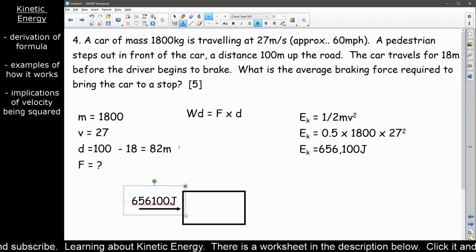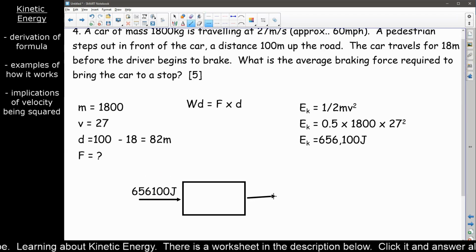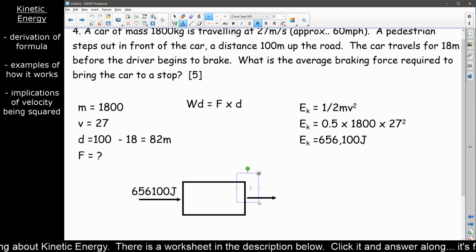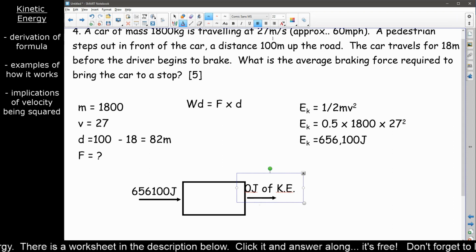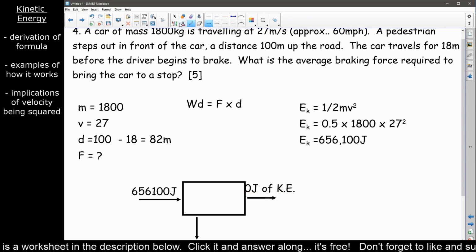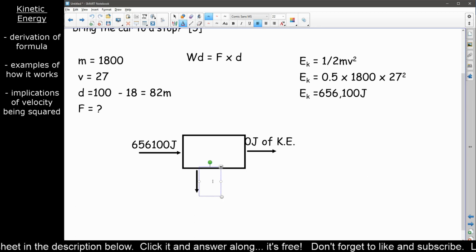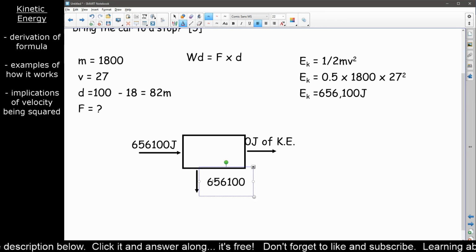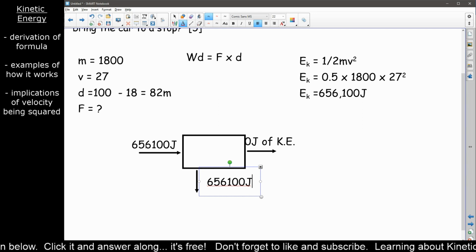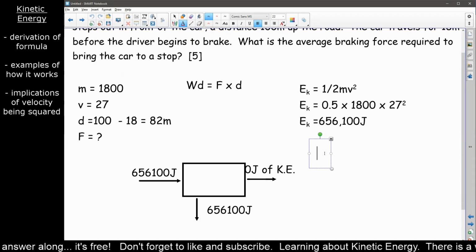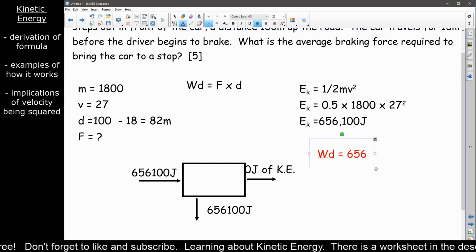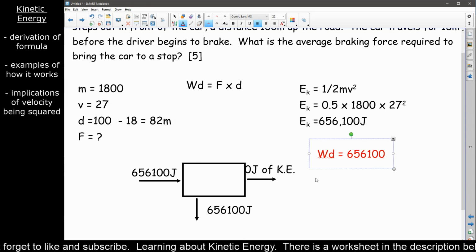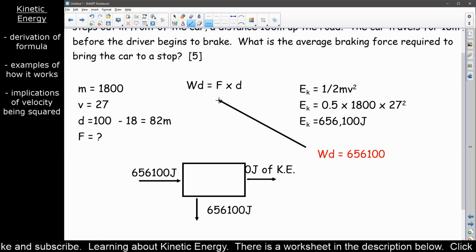At the end, we need this car to be stopped. So we need our output kinetic energy to be 0 joules. We need 0 joules of kinetic energy. Which means then that we need to waste 656,100 joules. So we need to convert 656,100 joules of kinetic energy into something else. If we're converting energy from one form into another, that is work done. So the work that we have to do is equal to 656,100.